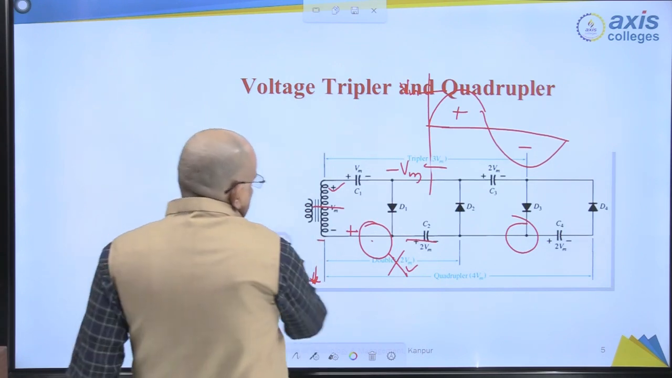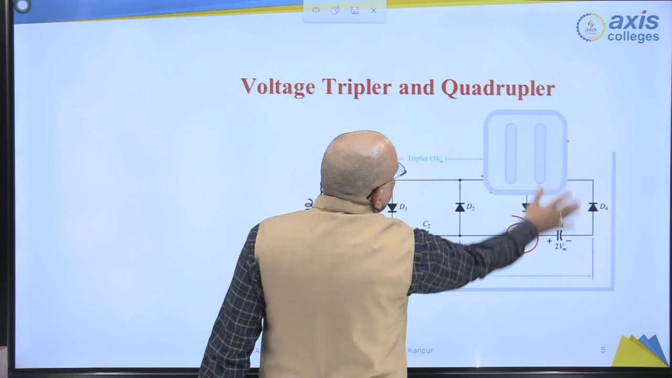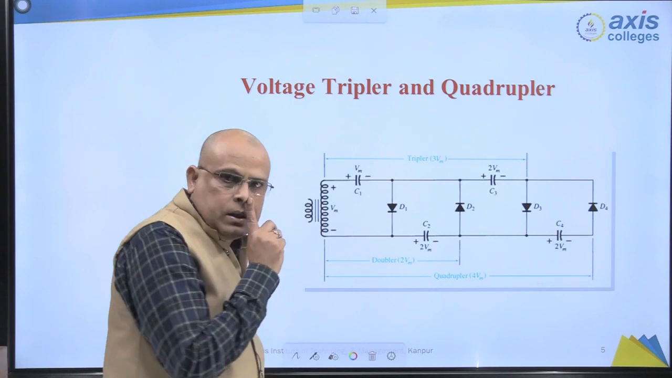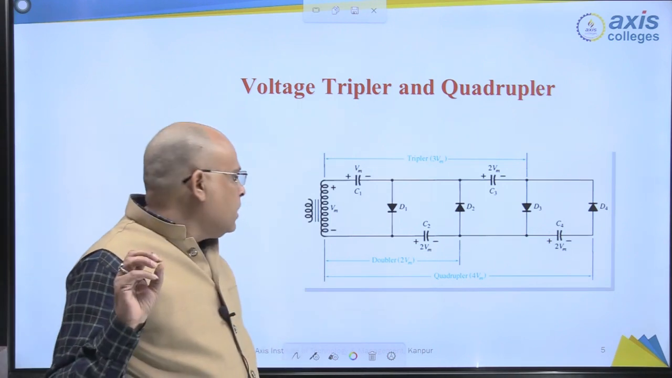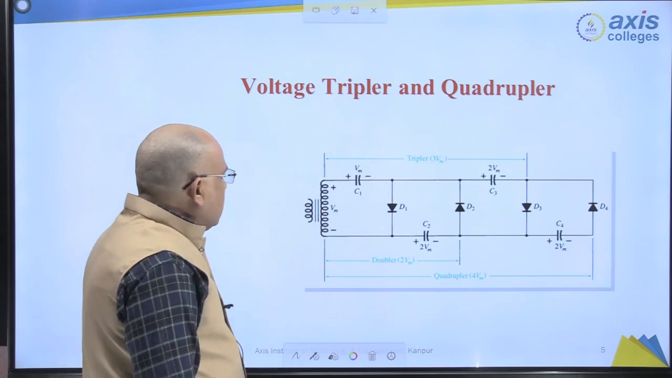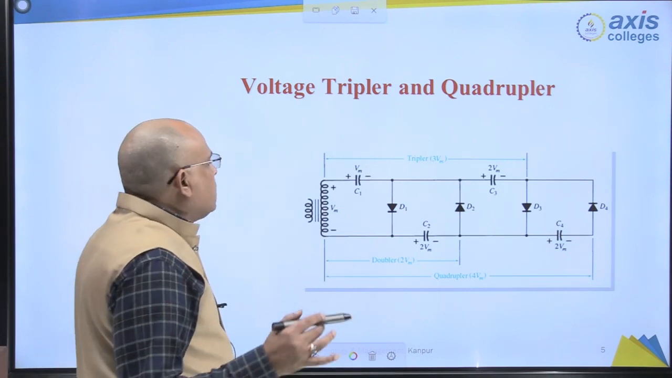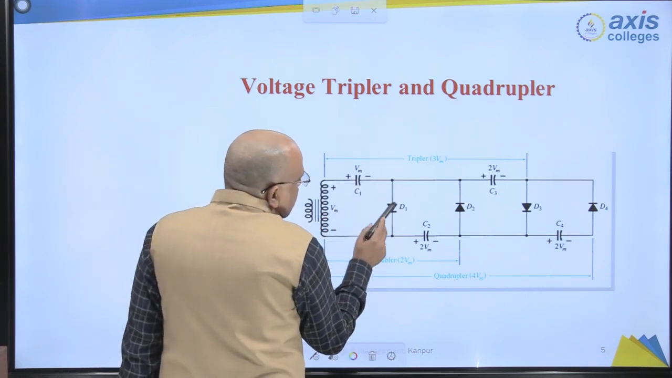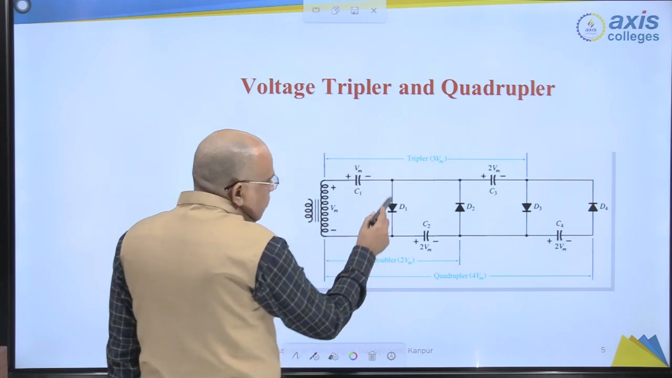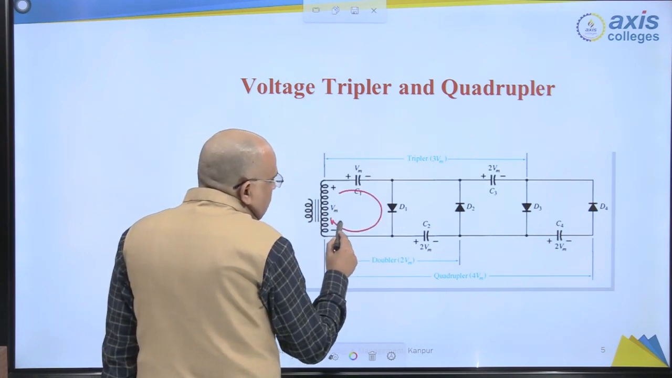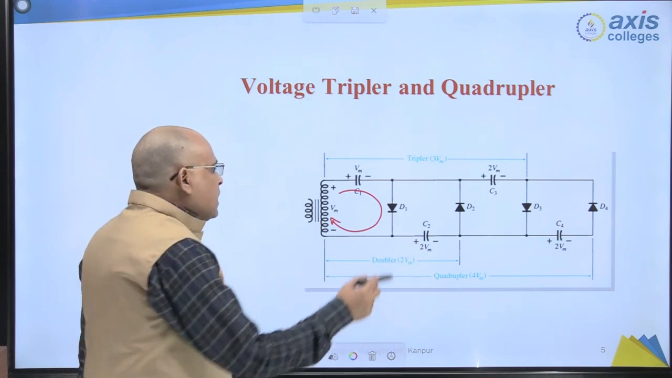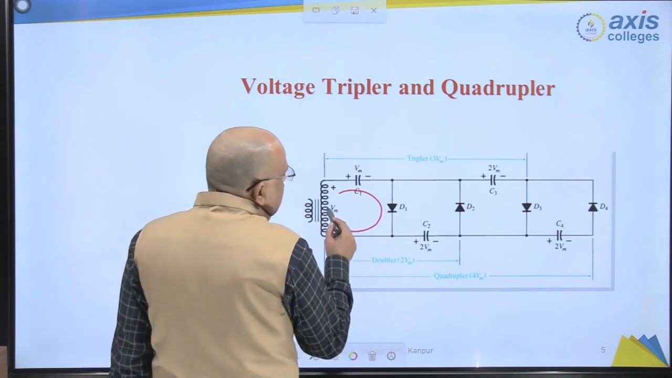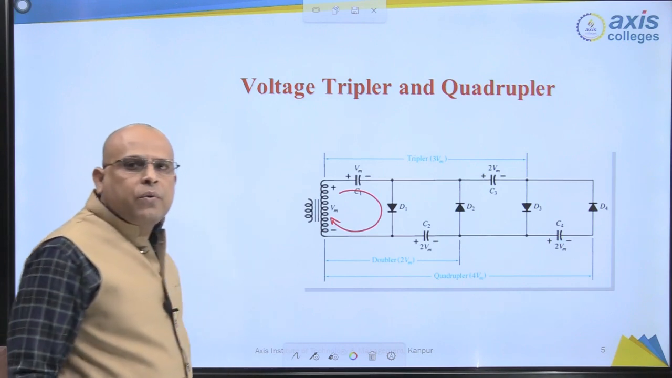Now if we want thrice the input voltage or 4 times the input voltage, then this kind of circuit is used. This works as a doubler, tripler, quadrupler at the same time. How? The concept is the same as in the previous case: in the first half cycle, this diode is forward biased and this diode is reverse biased. So only this circuit will conduct, and this capacitor will be charged with Vm amount of voltage.